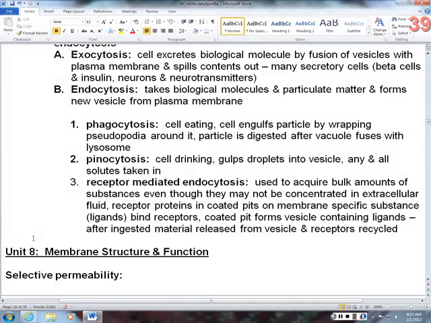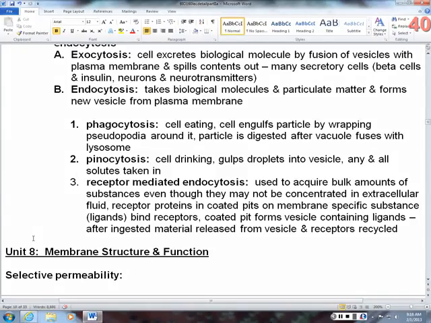Receptor-mediated endocytosis is used to acquire bulk amounts of substances, even though they may not be concentrated in the extracellular fluid. So this is a way of getting in things that are diffuse outside. You have receptor proteins in coated pits that have ligands sitting out there waiting to grab the stuff. After they grab a bunch of it, they take it into the pit and take it in. Rather than going through all the effort of moving one little thing through the pit every time, you fill the pit and then take it in. That's receptor-mediated endocytosis.